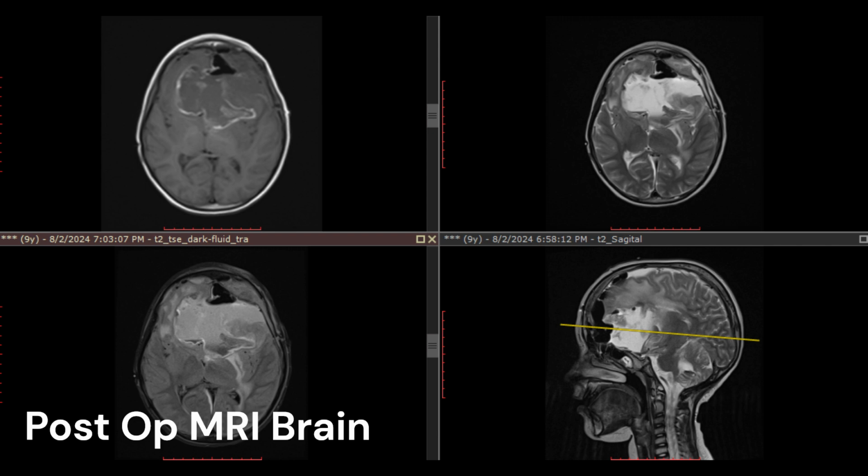This is the post-op MRI with and without contrast, which shows a gross total resection of this brain lesion. Thank you.